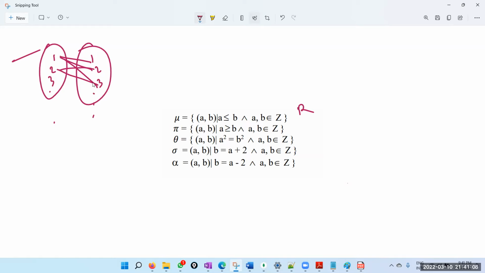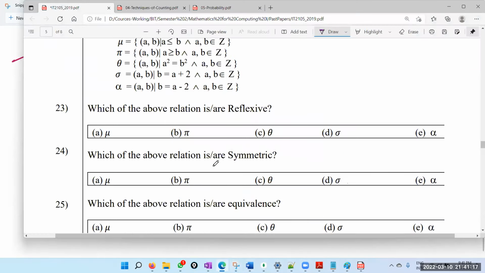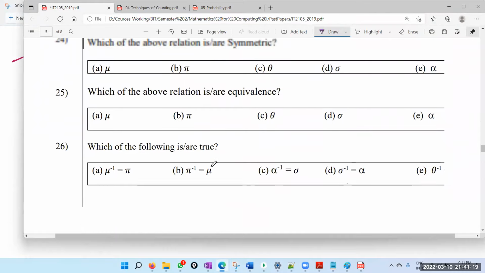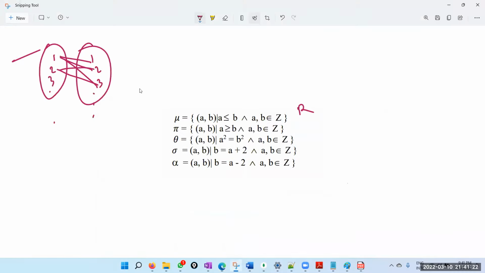Let's say whether, which one of those are symmetric, which one of those are equivalent? Right, the first one is definitely reflexive. What about, say, let's draw another one: 3 to 3, and 3 to 4, because A must be less than or equal. Right, so this is reflexive.